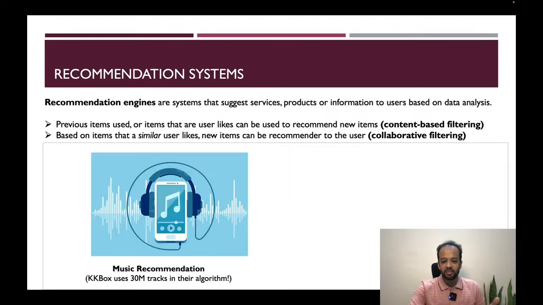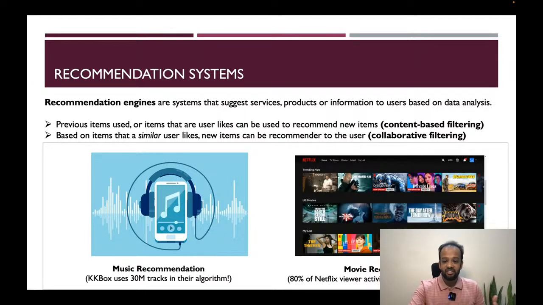Think about music recommendations, right? KKBox uses 30 million tracks in their algorithm, right? Spotify also uses a large amount of tracks. Netflix recommends movies, Amazon recommends products, and everywhere, no matter where you go in today's world, right? You have recommendations in the different products that you actually get. Think about Netflix, like movie recommendations. 80% of Netflix viewer activity is driven by recommendations.